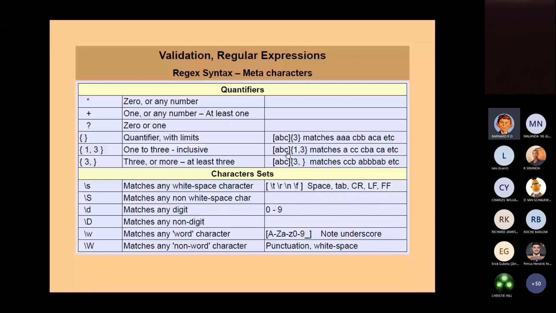Okay, then the range 1, 3 means either 1 or 2 or 3 characters to match. So you could match A or CC or CBA or CA, anything. The other thing, the order inside the square brackets doesn't matter at all. It makes no difference. There's no significance to the order within the square brackets.